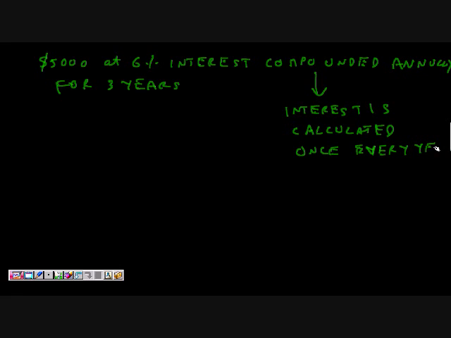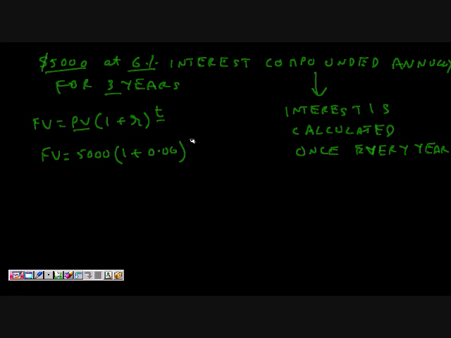So we know that in this case, future value is equal to present value times (1 plus r) raised to t, where present value is $5,000, r is 6%, and t is 3 years. So this should be fairly easy. Future value is equal to 5,000 times (1 plus 0.06) raised to 3, so this is 5,000 times 1.06 raised to 3.